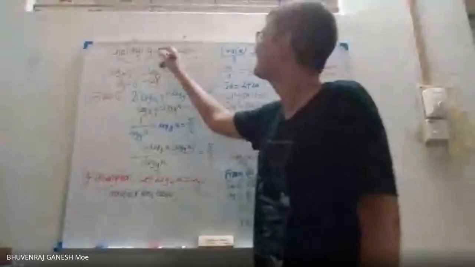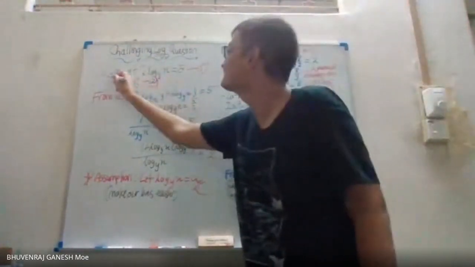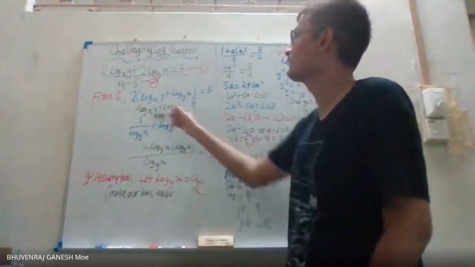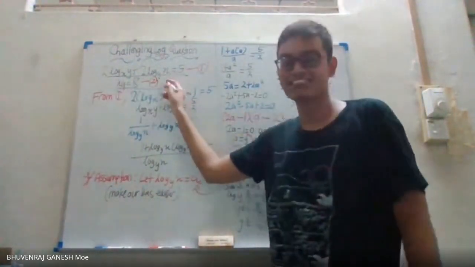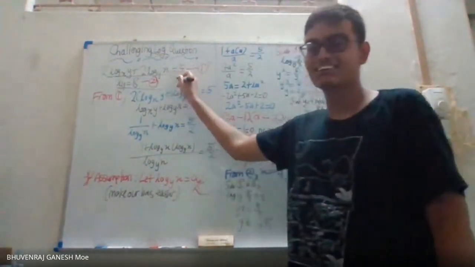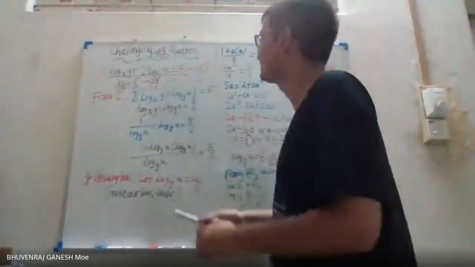Okay. Challenging log question. So the first equation is this: 2 log xy plus 2 log yx equals 5, and then one more is xy equals 8. If you realize, it was similar to the exam one we got, which was a controversy. Yeah, it's the same type actually. It's almost the same thing.